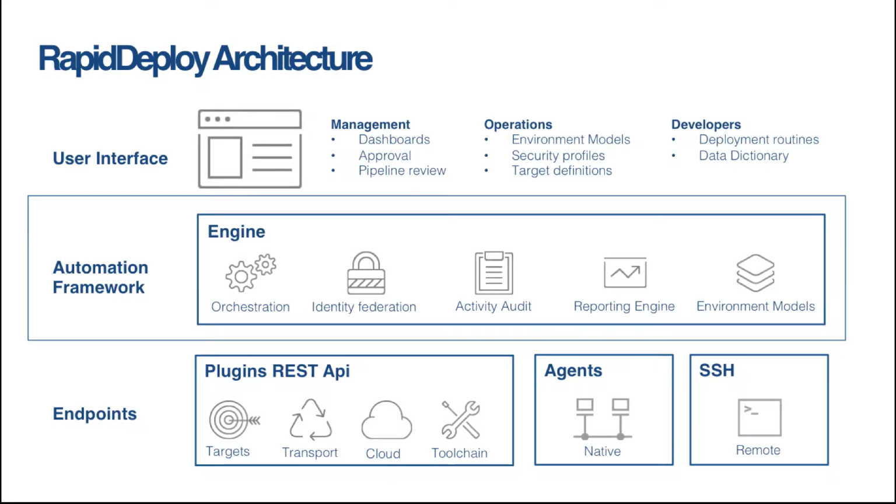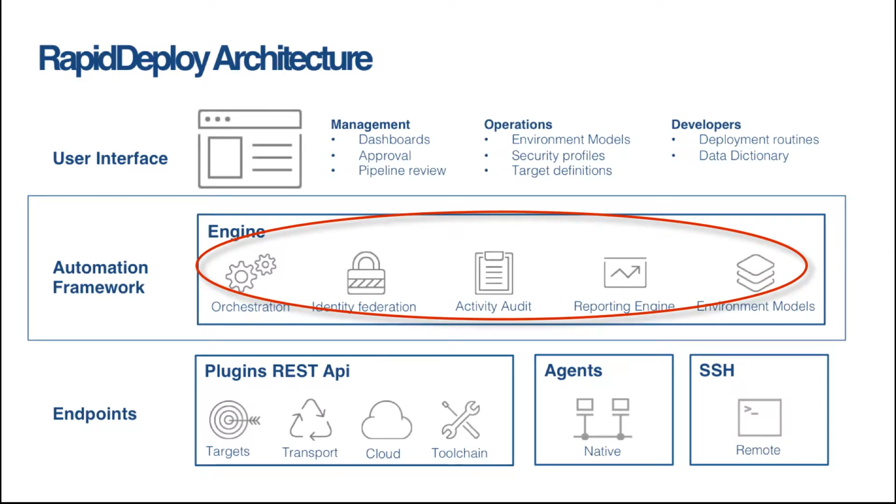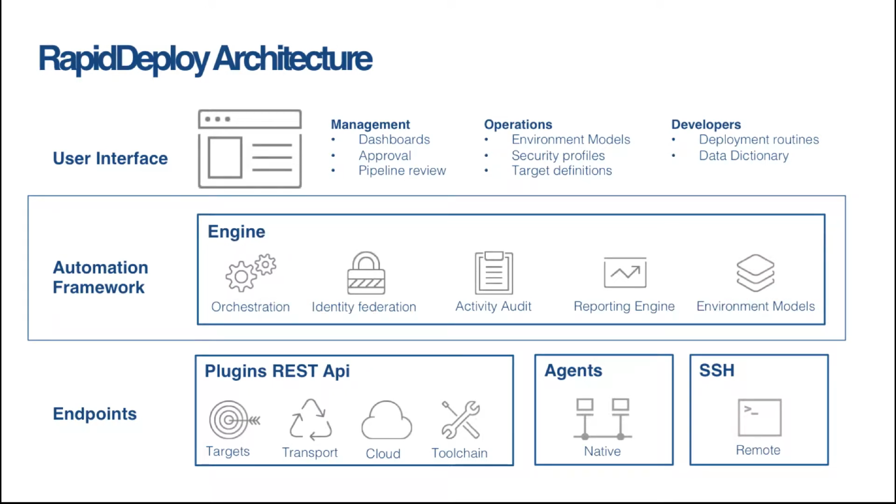Okay, so first of all let's have a quick look at the RapidDeploy architecture. And I've got a diagram here which gives a basic overview of the architecture. In the center you can see the blue box with the automation framework engine within it. And this really is the heart of RapidDeploy. It's a Java web application that you can just download as a zip file, unzip and run. And within that Java web application comes automatically bundled Tomcat 9 and also an internal HSQL database.